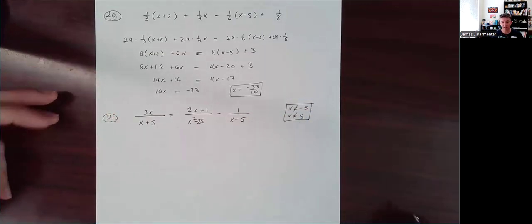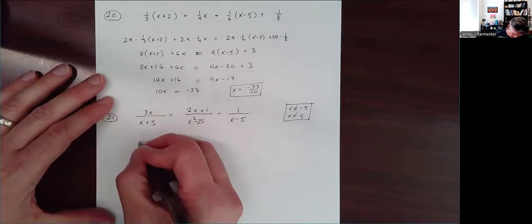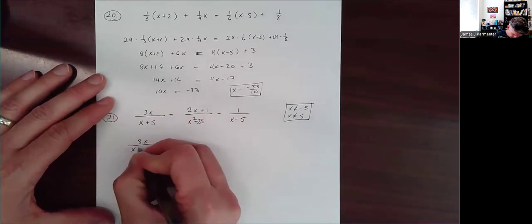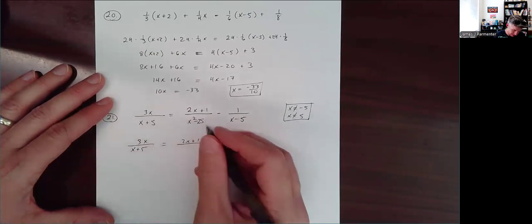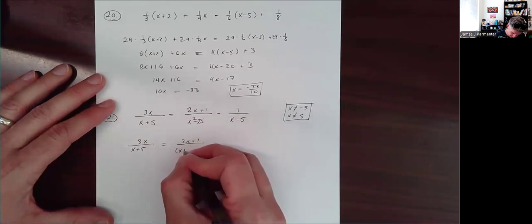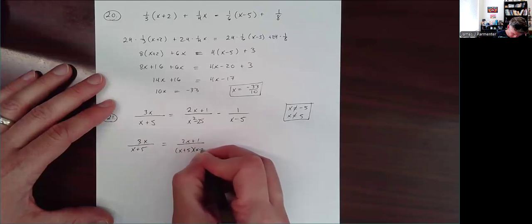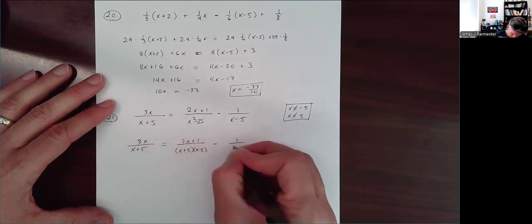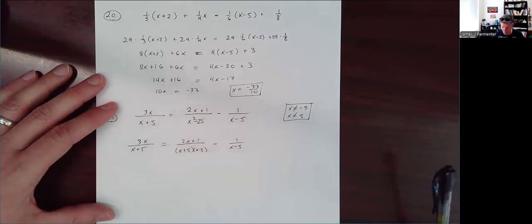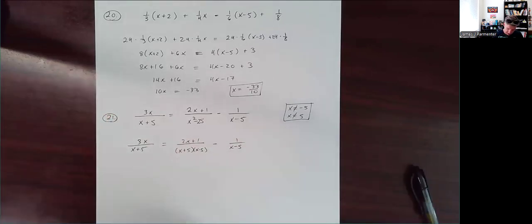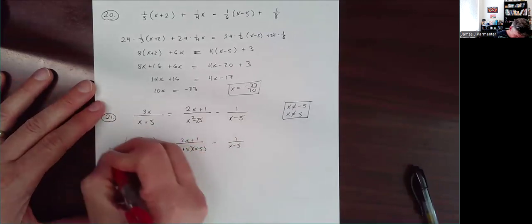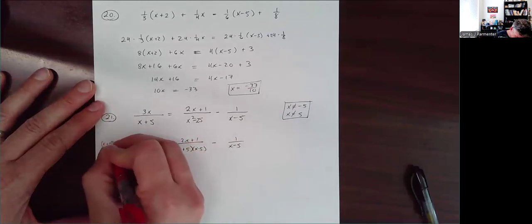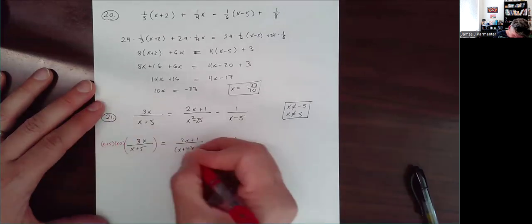But then the same kind of idea holds. If we look at this, we have 3x over x plus 5 equal to 2x plus 1 over x squared minus 25, which does factor as x plus 5 times x minus 5, minus 1 over x minus 5. We really can just multiply both sides of this equation by the least common denominator, which is x plus 5 times x minus 5. Same deal over here.